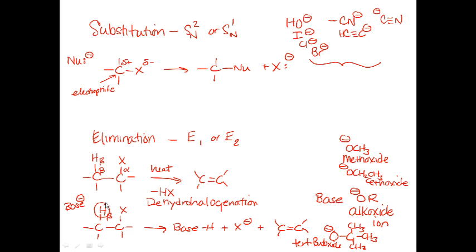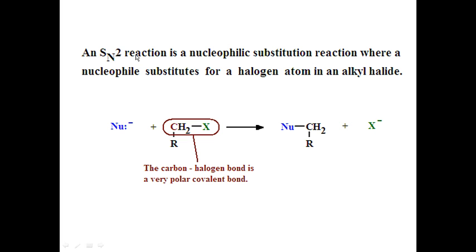But what we're going to talk about today is substitution. Okay, so we're going to substitute a halogen with a nucleophile. So there's some terminology that we have to talk about here in doing a substitution reaction. The first thing that we said before was that the carbon is slightly positive, the halogen is slightly negative, and what that does is that sets up this carbon being electrophilic to then react with the nucleophile.